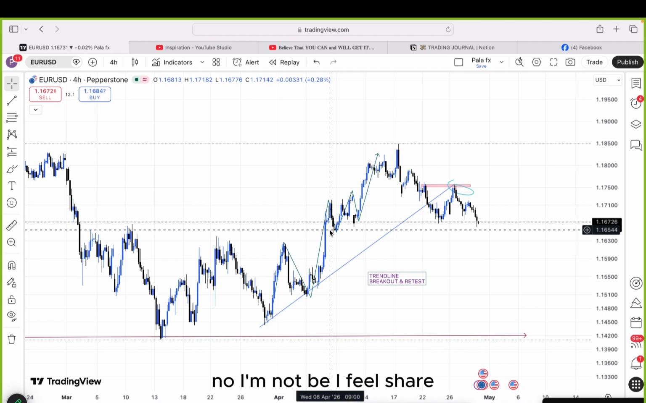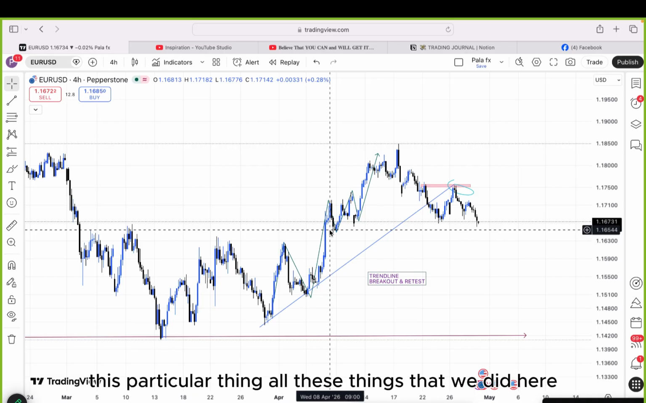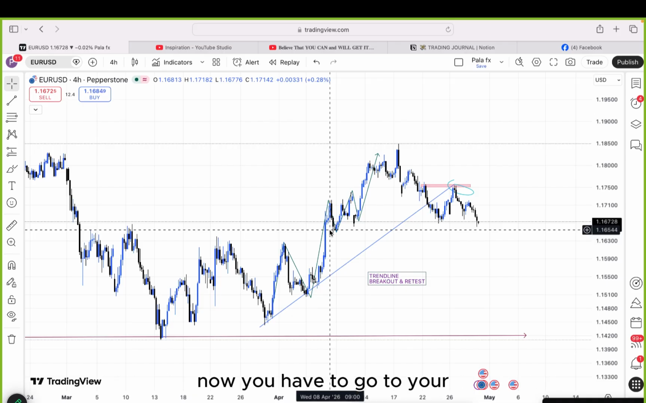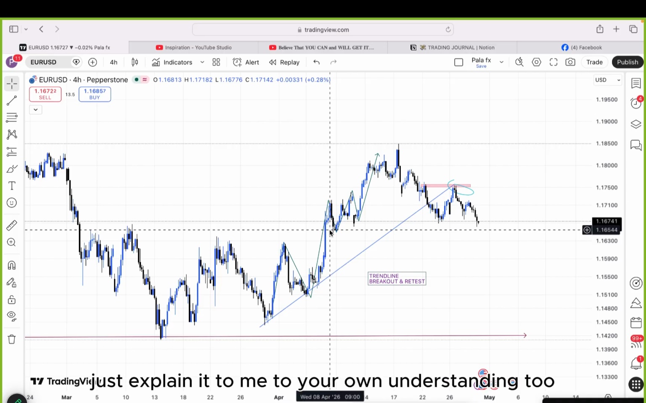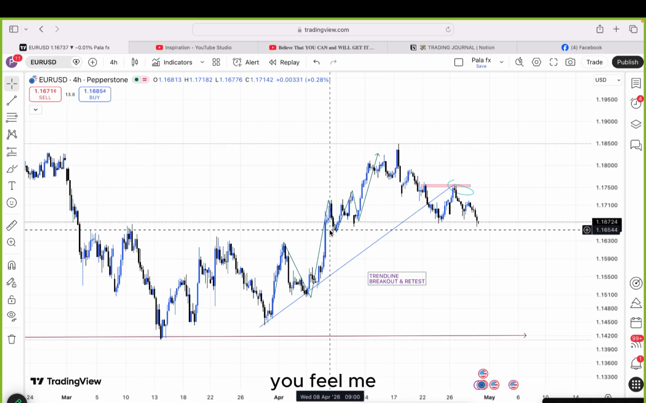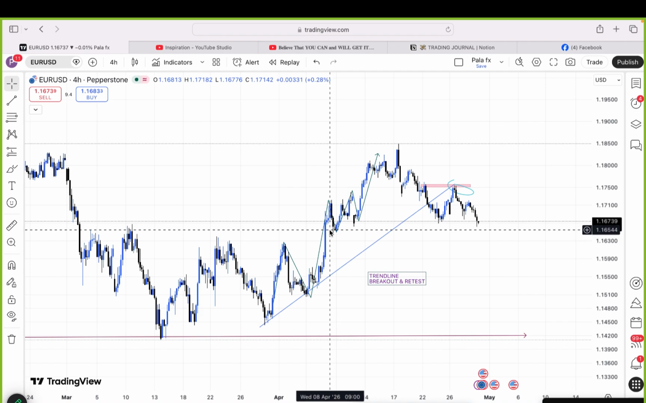Now share your screen, and all these things that we did here, you have to start from the higher time frame, then go down to your 4-hour time frame too. And everything I taught you guys here, just explain it to me to your own understanding too. You feel me? Or should you use it as an assignment?